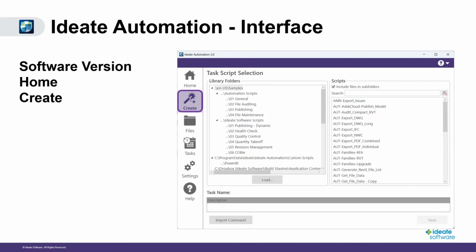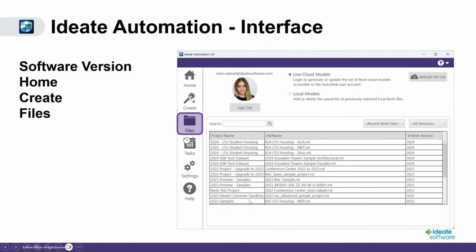This is the Create tab, which allows you to access our library of all scripts, and when you click on them, you'll see the description of what each task does. This is the file location where all your models are located, or it's kind of like a hub. So when you log in to your cloud, to your BIM 360, you're able to see your live models, and this is what you're seeing here in the list that's generated. You'll see the Revit version and the project name, and the file name. And you're also able to run it on local models.